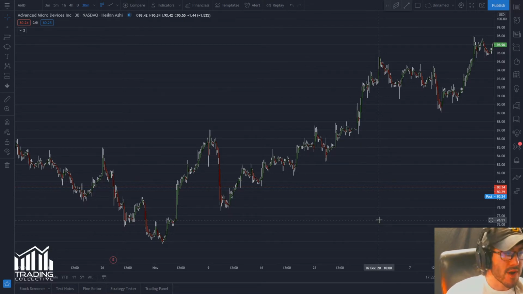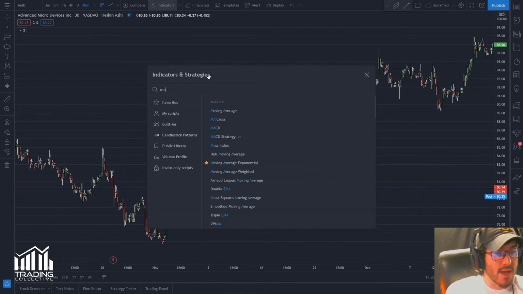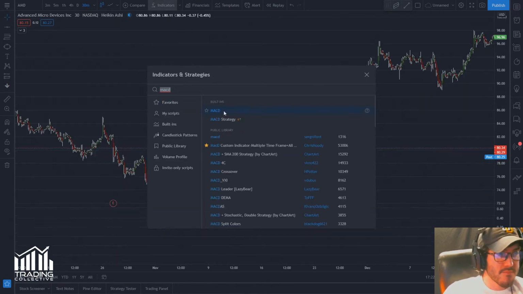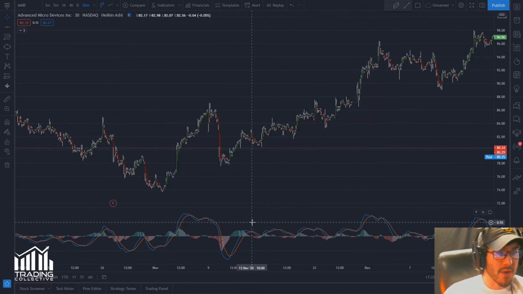So we're in TradingView here, a free platform where you can analyze anything from stocks such as AMD to cryptocurrencies such as Bitcoin. So first we're going to see how we can add it. We'll go up to indicators, we'll type in MACD, click on it, and we'll have it added here at the bottom of the screen.